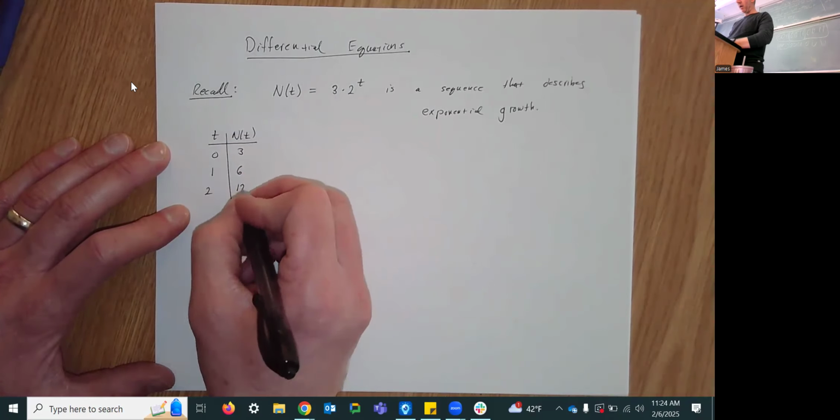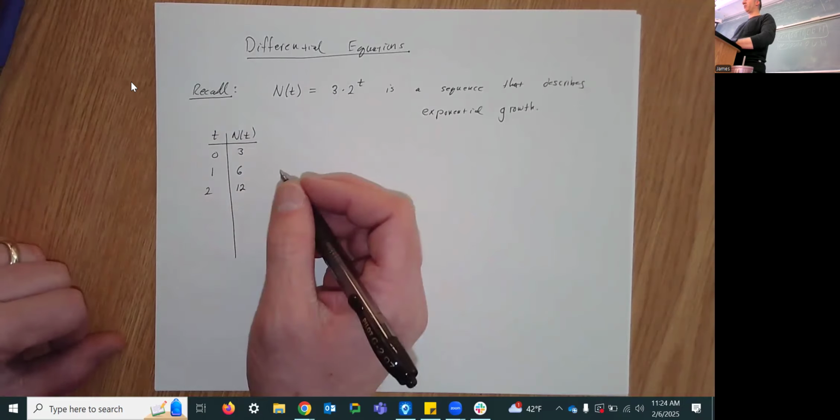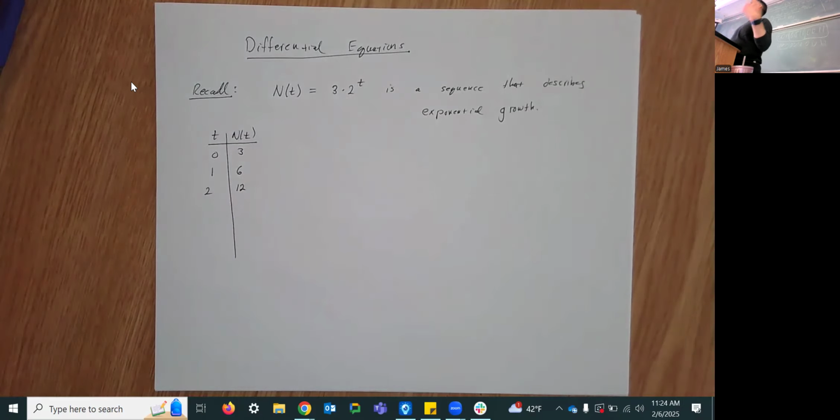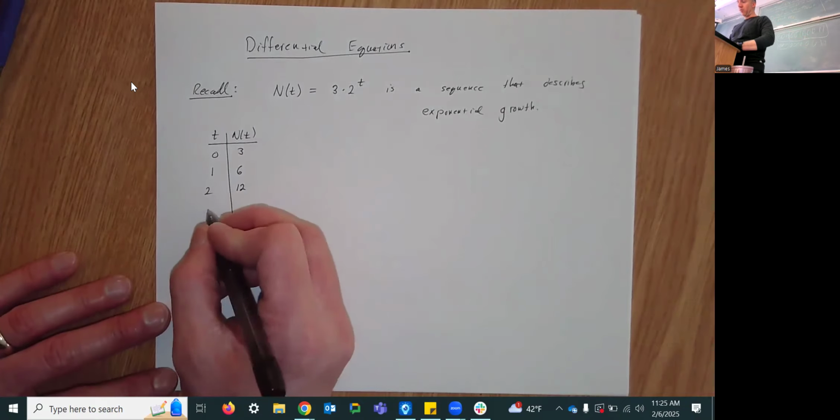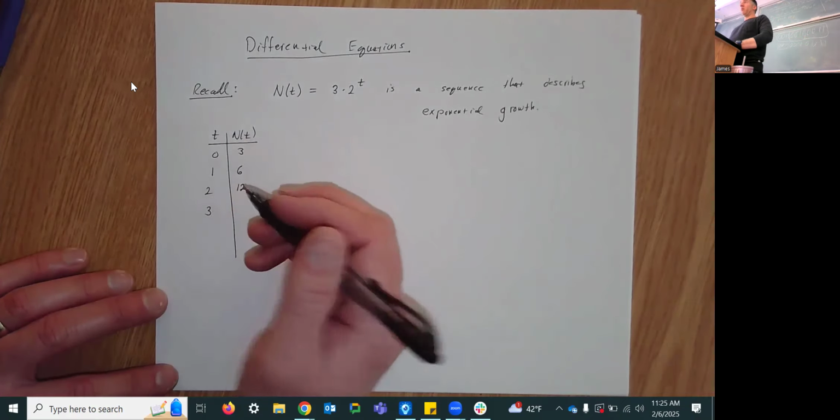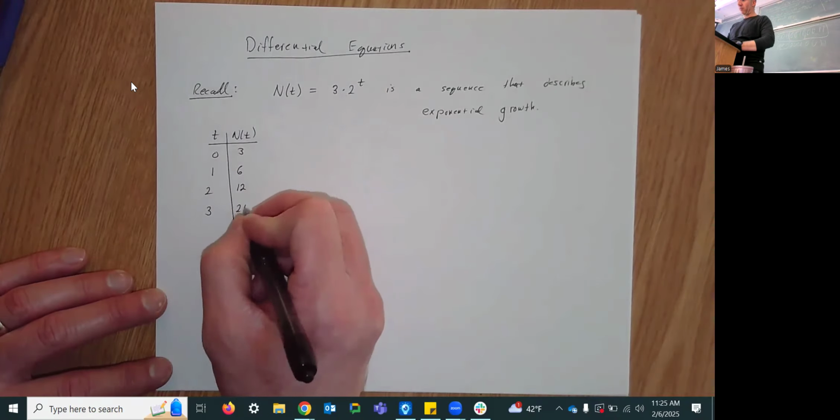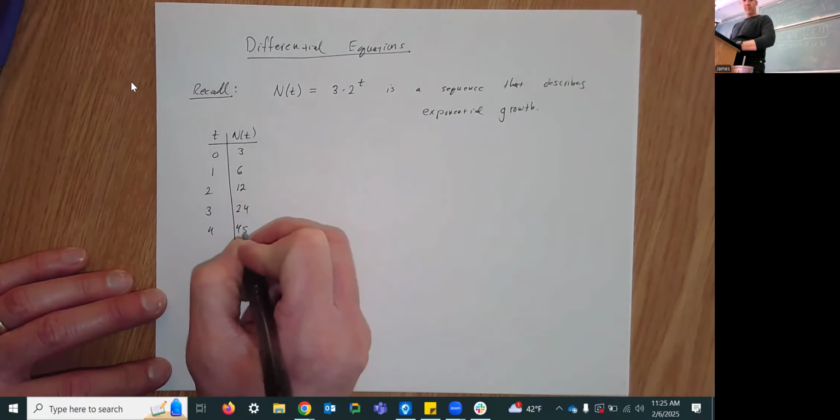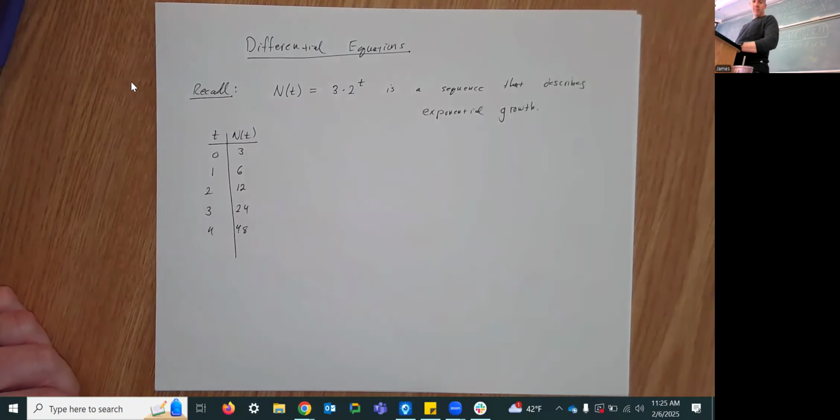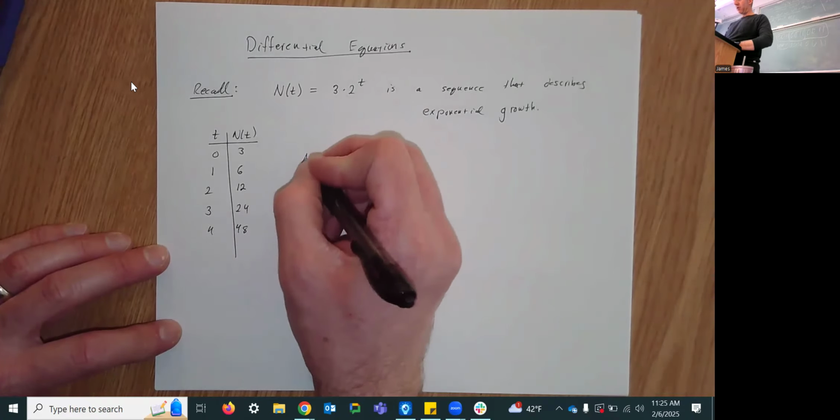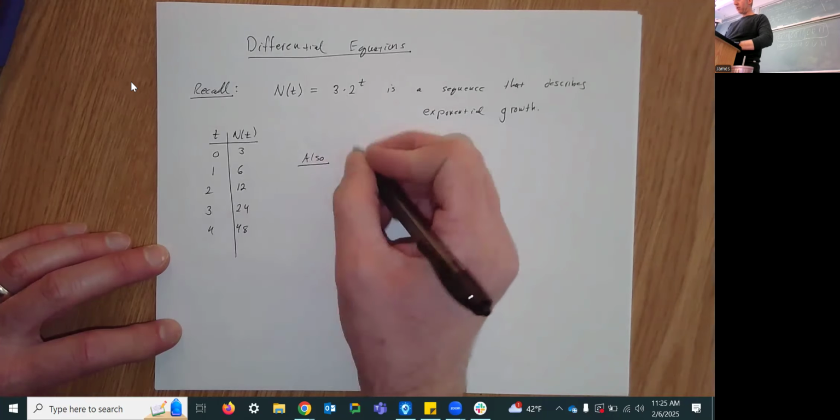Oh, like every time we're just doubling the population. Right? Whenever you increase t by 1, whatever, t could be hours or days or years or whatever unit of time we decide it is. But every time our unit of time increases by 1, the population just doubles, right? 3 times 2 to the third is 3 times 8, which is 24. And so on and so on.